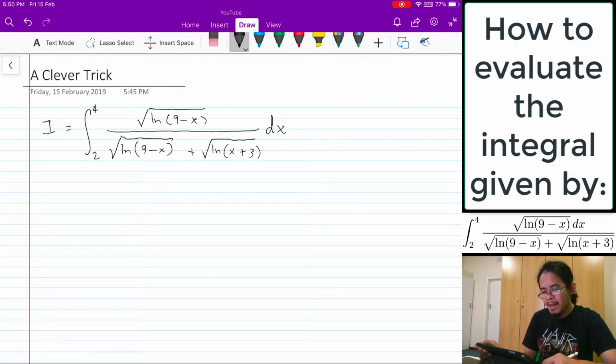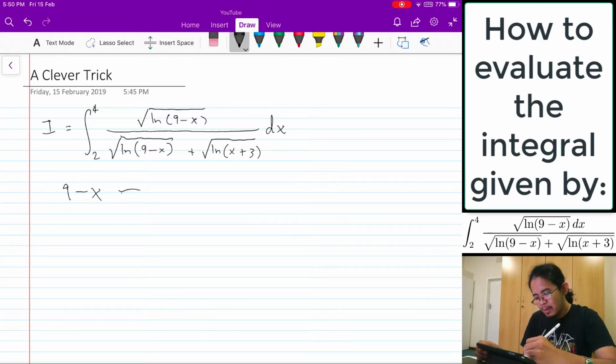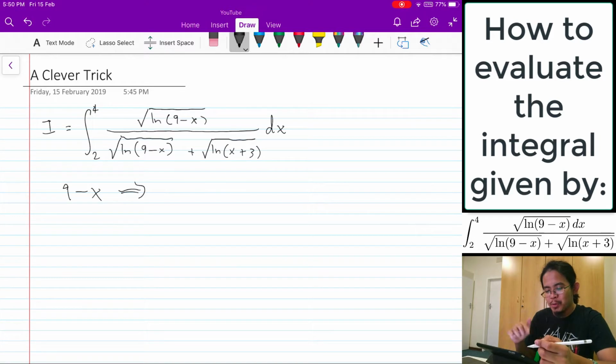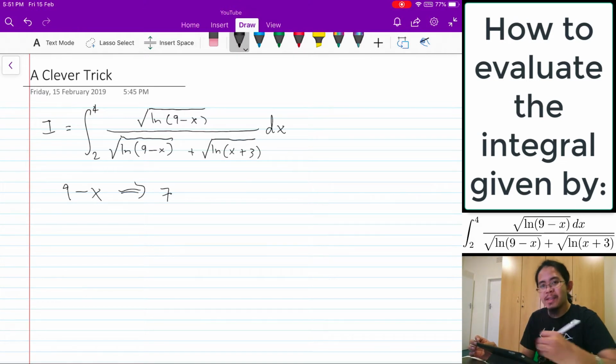natural logarithm, and you look at the limits, so for example, you look at the behavior of 9 minus x, okay? So as it goes from the limits 2 to 4, okay? So 9 minus x, from 2, it acquires the value of 7, all right? And then as you go to the final limit, which is 4, that's 9 minus 4, it goes to 5, okay?